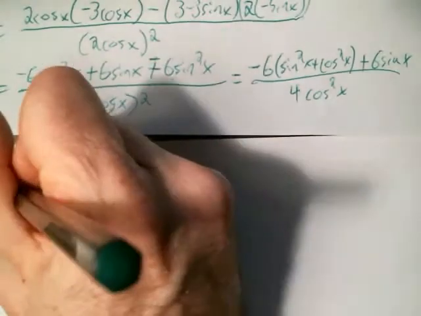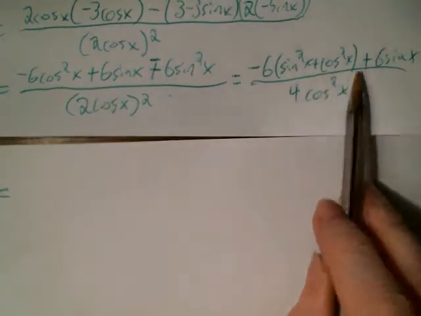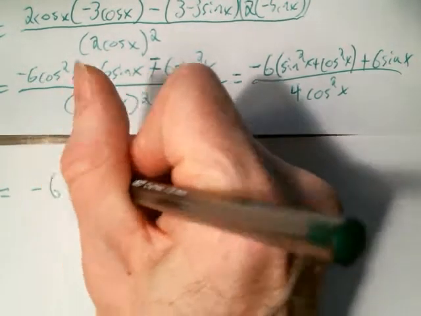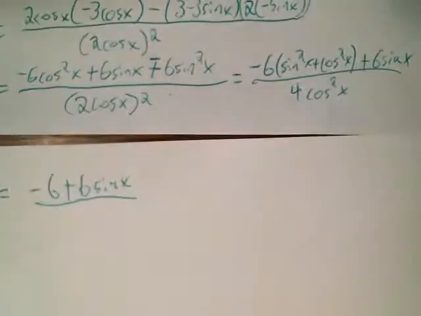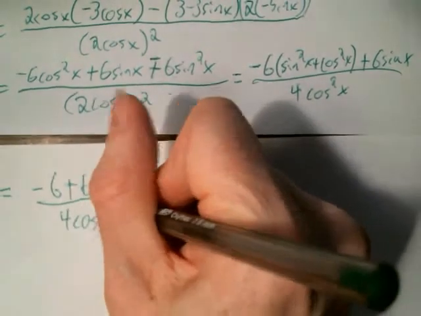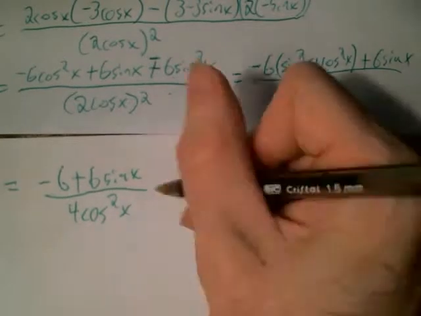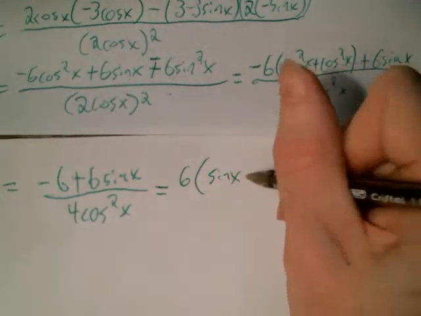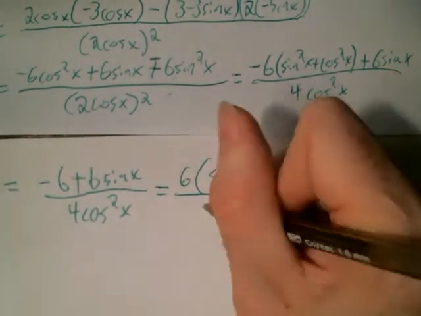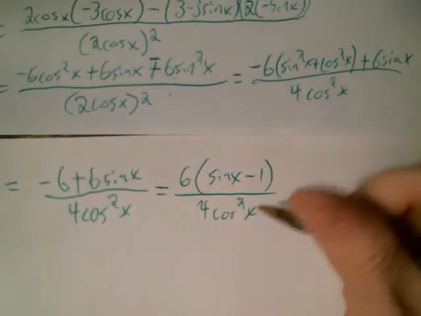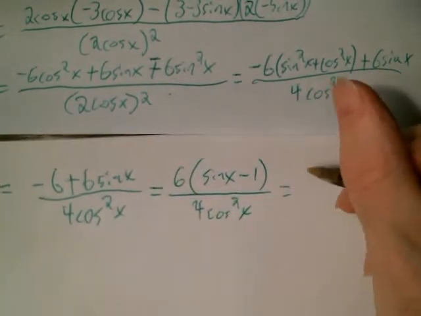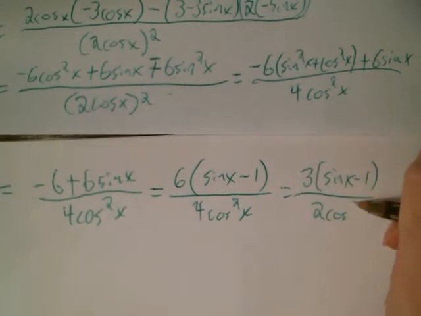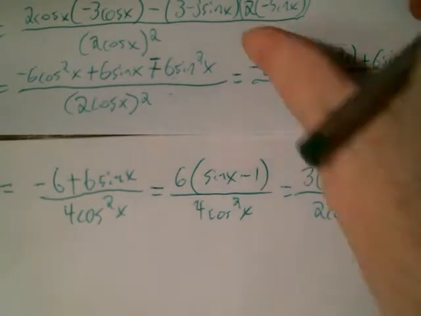And then that'll equal negative 6 plus 6 sine x. Right. Sine squared plus cosine squared is 1. Negative 6 plus 6 sine x all over 4 cosine squared. I don't think there's much you could do here. You could, I guess, factor out the 6. I get 6 times sine x minus 1 all over 4 cosine squared x. And then 6 over 4 is the same as 3 over 2. So maybe, I don't know, 3 sine x minus 1 all over 2 cosine squared x. That's good enough.